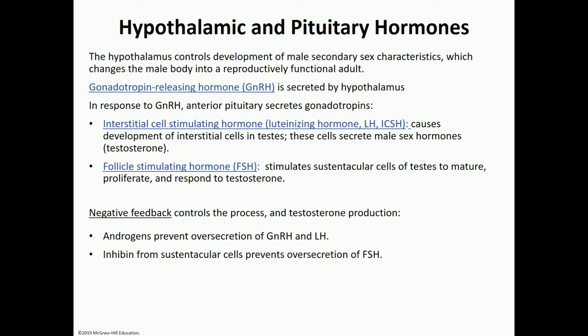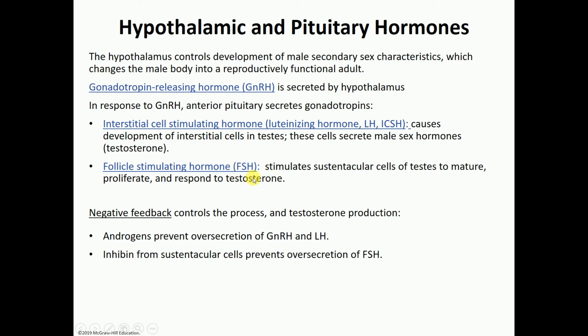At puberty, the hypothalamus works like an on switch. The hypothalamus will start producing gonadotropin releasing hormone. Gonadotropin releasing hormone will stimulate the anterior pituitary gland to secrete these two gonadotropins, and those are luteinizing hormone and FSH.